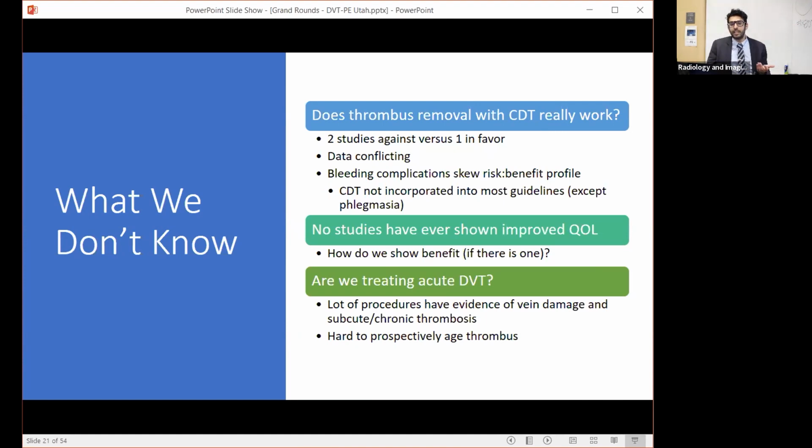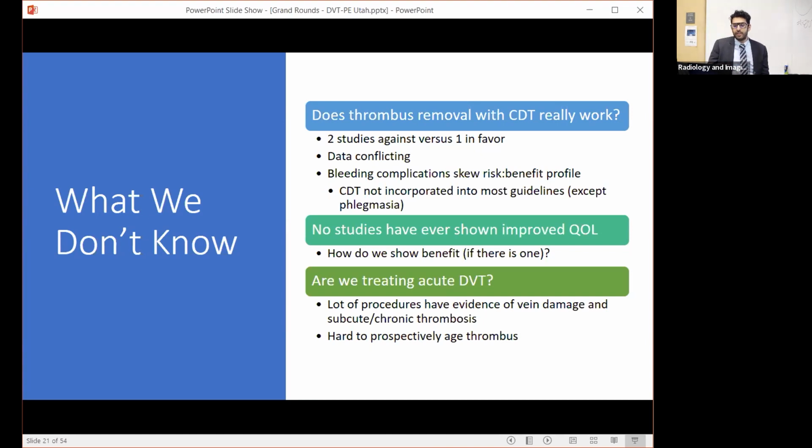And for that reason, CDT actually is not really incorporated into most guidelines, except for very life-threatening thrombus called phlegmasia, or limb-threatening thrombus. And unfortunately, we don't really have any studies that show there's actually improved quality of life. So how are we going to show benefit moving forward, if there even is one? And then the other main question, the elephant in the room, is: are we really treating acute DVT? We saw a really high rate of incomplete thrombolysis with some of these studies. And so the question is, are we actually treating more chronic, organized, subacute thrombus?